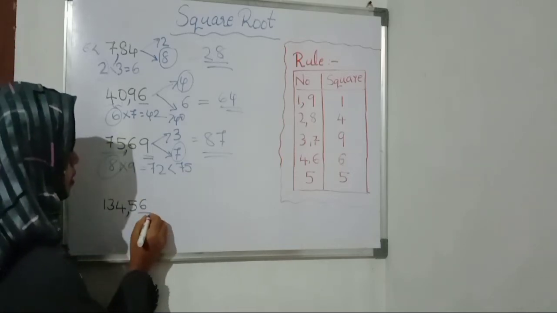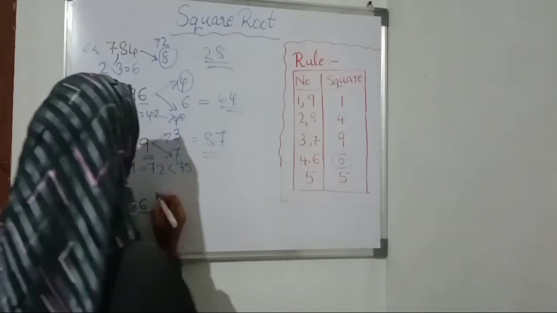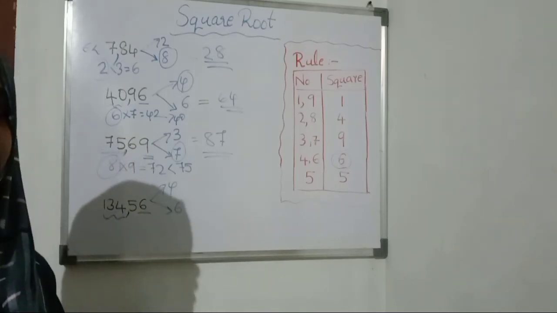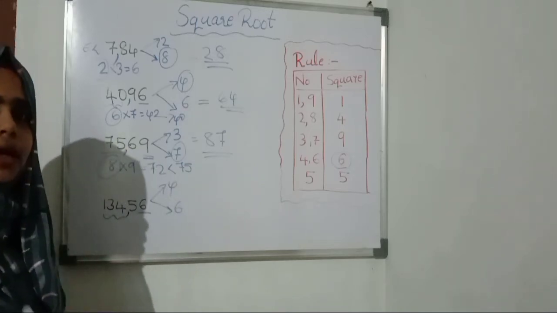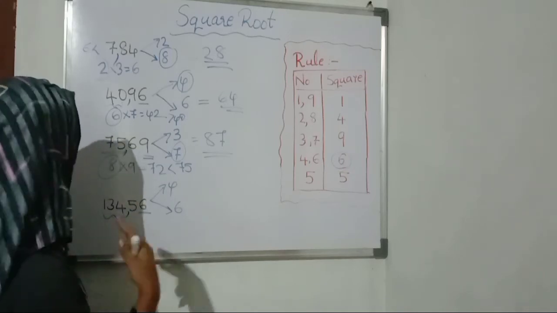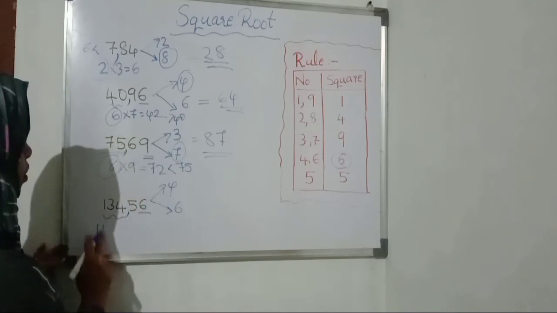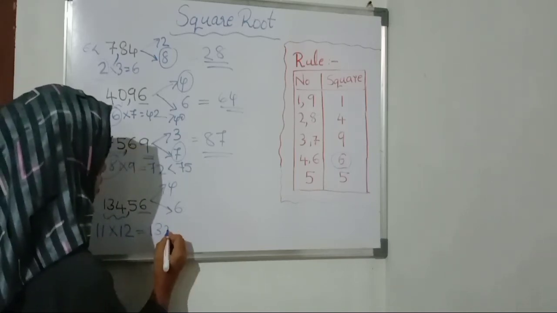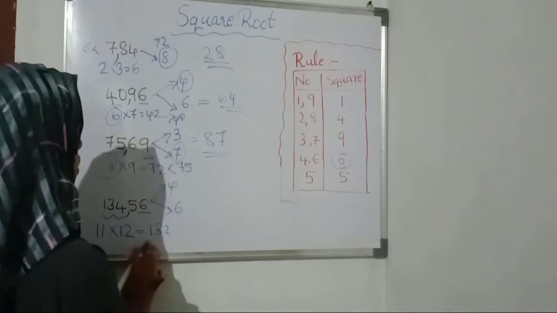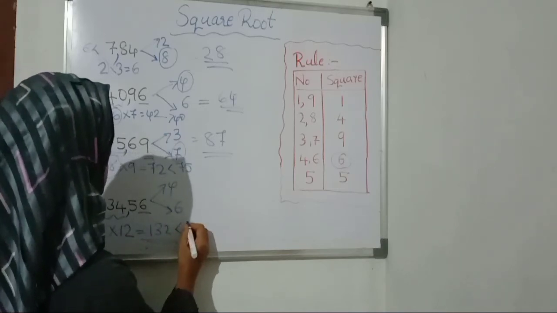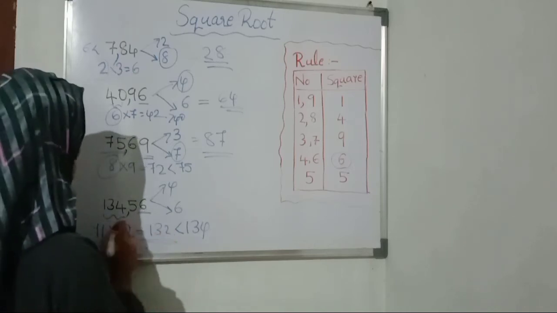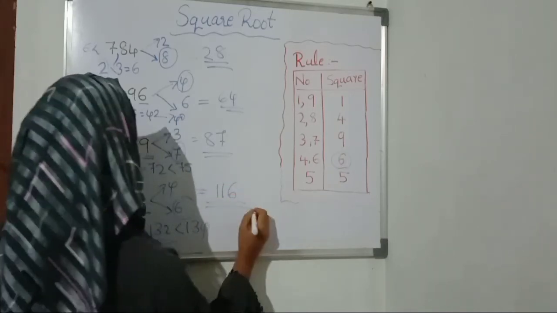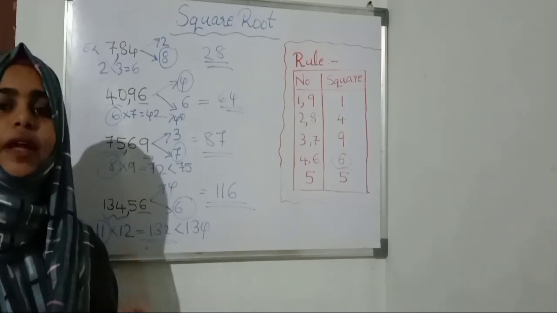Now here the last digit is 6, so the root may be either 4 or 6. And the number before the comma is 134. We know that 11 squared is 121 and 12 squared is 144. 144 is greater than 134, so we take 11 squared, which is 121 and lies below 134. The number next to 11 is 12. The product of these two numbers is 132, which is less than the given number 134. If the product is less, we take the greater digit. So here we got 11 and here we got 6. So our answer will be 116. Is it easy? This method is very simple.